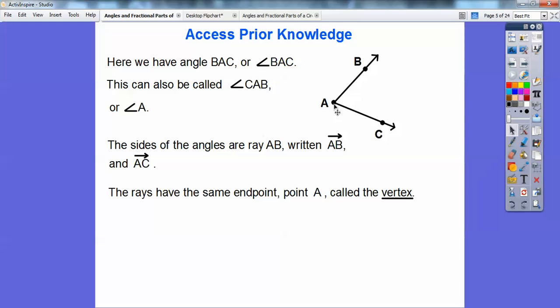So it starts at A, goes through B forever and ever, so that says ray AB here, and then ray AC starts at A again and goes through C forever and ever, so that's ray AC. So the books will call it the same end point, but it's actually the same starting point, and that same point A is called the vertex of that angle.